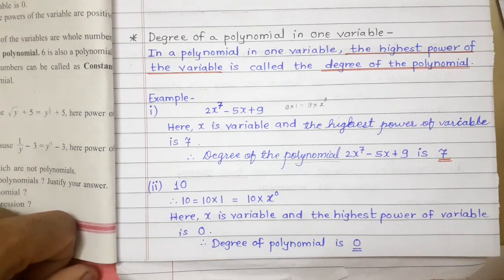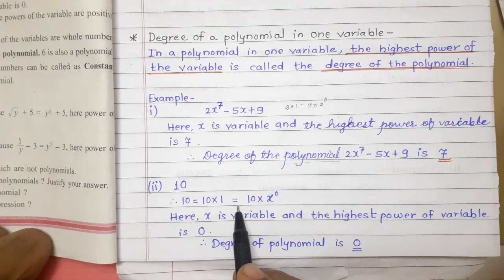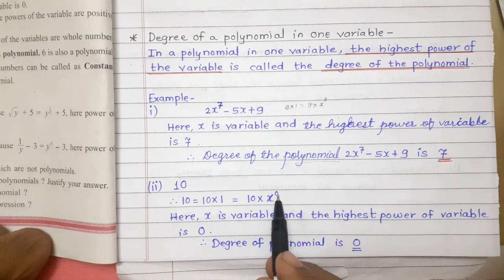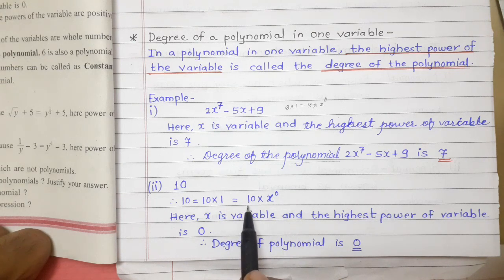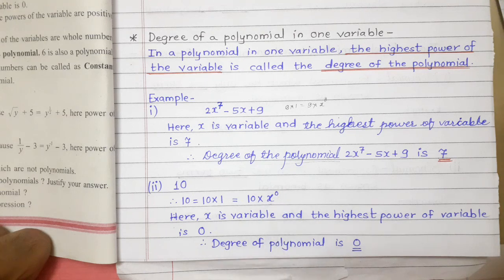See example number two: 10. We know that 10 is a constant polynomial, so 10 can be written as 10 multiplied by 1, and in the next step we can write 10 multiplied by x raised to the power 0. We know that anything having power 0 gives 1. So here the variable is x and x has the highest power 0. Therefore the degree of the given polynomial is 0.